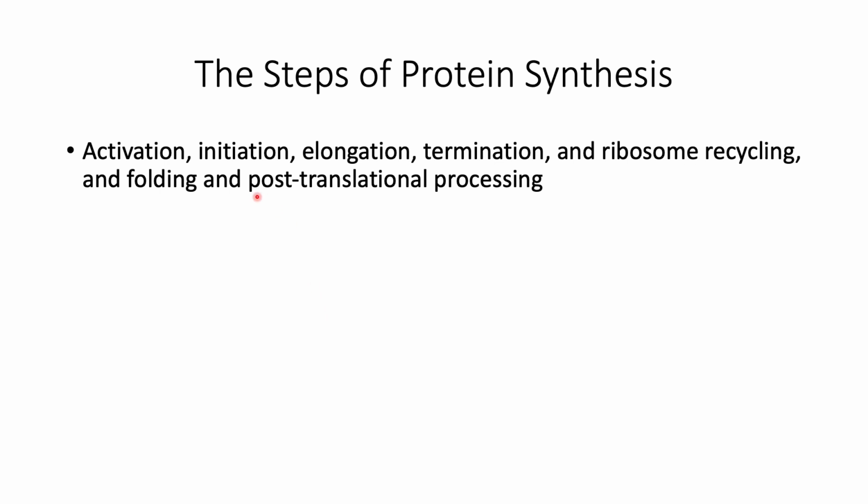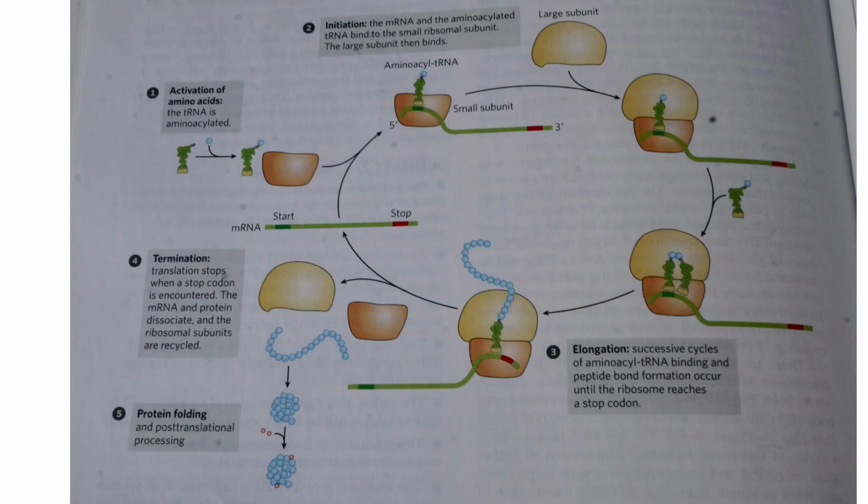The steps of protein synthesis are activation, initiation, elongation, termination, and ribosome recycling, and then folding and post-translational processing. So this is an example of it right here. So we can begin with the activation of amino acids. So this is a transfer RNA, and it is amino acylated with the amino acid that is commensurate with the anticodon sequence. This is a very conserved, virtually error-free process.